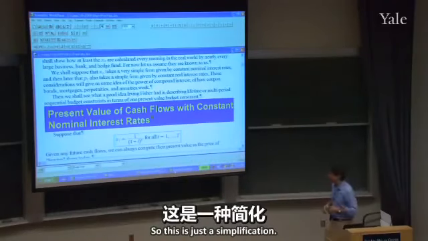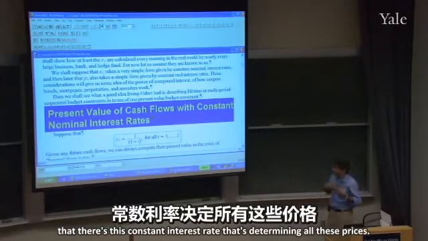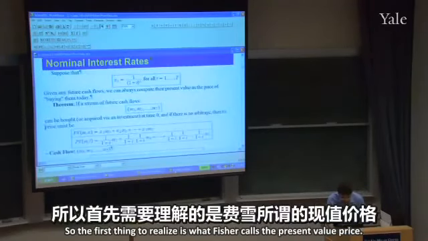So this is just a simplification. We'll see that lots of the jargon of economics assumes that there's this constant interest rate that's determining all these prices. Okay, so the first thing to realize is what Fisher calls the present value price.